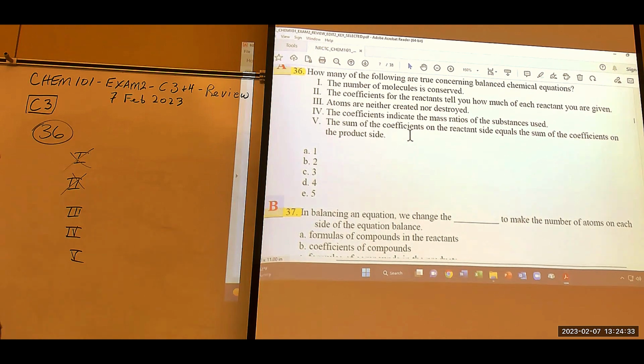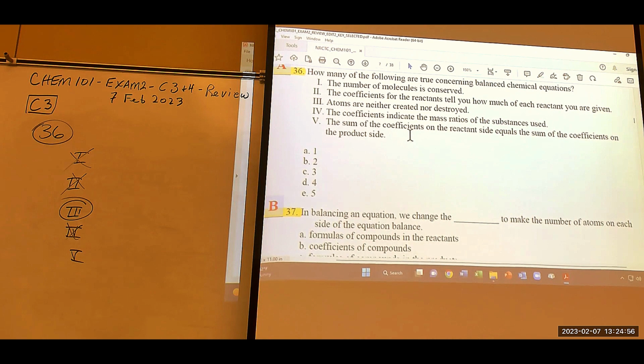Atoms are neither created nor destroyed. Okay. Right. That's true for any equation, whether it's balanced or not. No, I guess it is. It has to be balanced. Sorry, it does have to be balanced in order to satisfy 3. The coefficients indicate the mass ratios. No, that's another way of saying 2, and it's wrong.